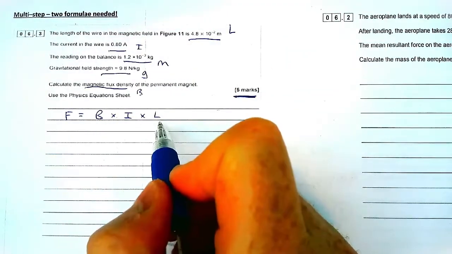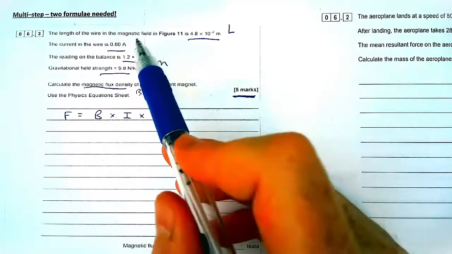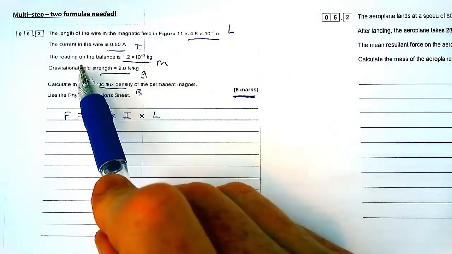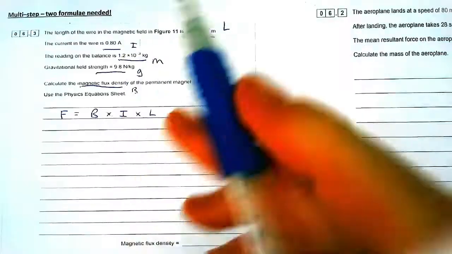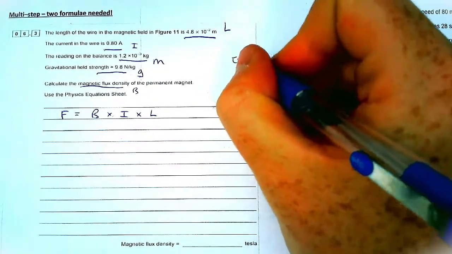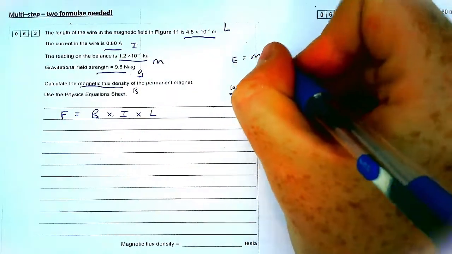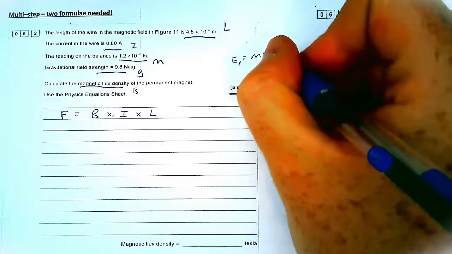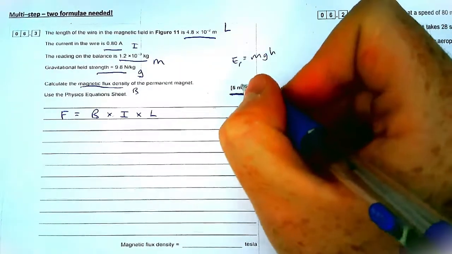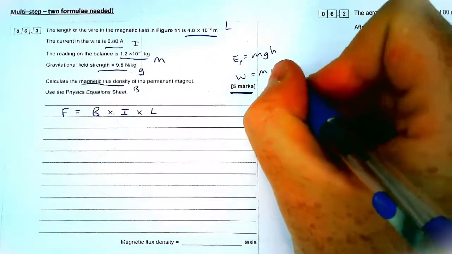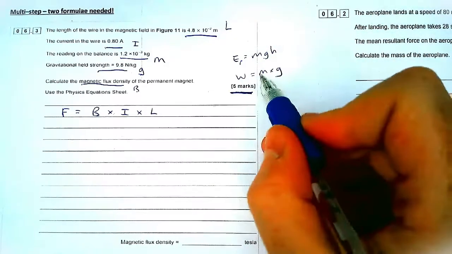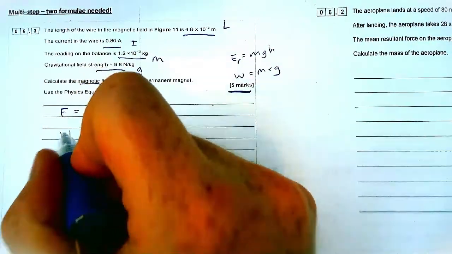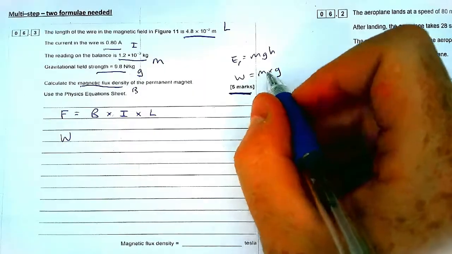The next clue we've got to figure out what else we need is that there is gravitational field strength. So there's only 2 equations that could be out of those that involve that. One is energy, potential energy equals mgh. The other one is weight equals m times g. Now this is a paper 2 one, so that sounds more likely. Plus we also know we've got mass as well, so that could be helpful in this question.